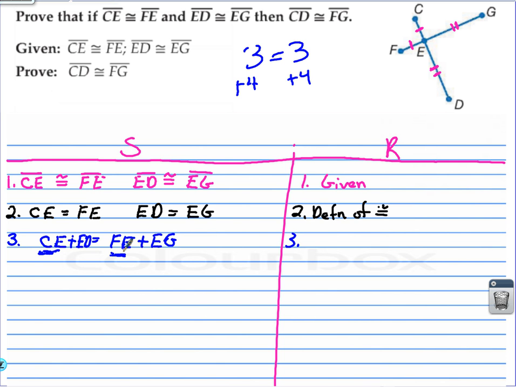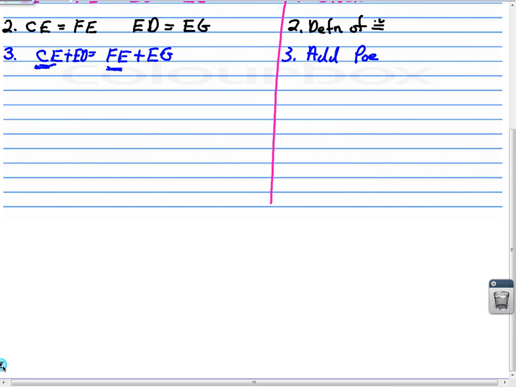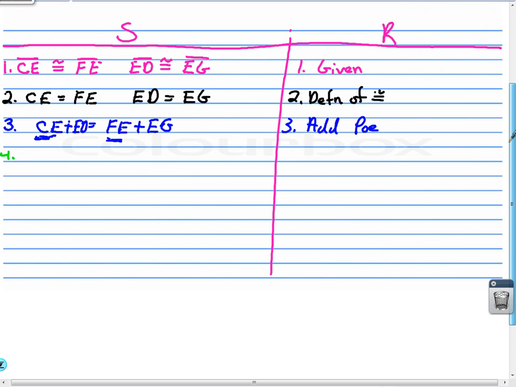So CE equals FE, and I added ED and EG to each side. That is the addition property of equality. And now let's revisit some chapter 1 stuff. Here's the thing about geometry, guys. We can never forget anything. If we covered a theorem or a postulate in previous chapters, remember it. Write it down. Go back, look in your notes. Review it. Before the chapter 3 test, you might want to review some of your chapter 1 and chapter 2 stuff. But see if you can figure out where this comes from.